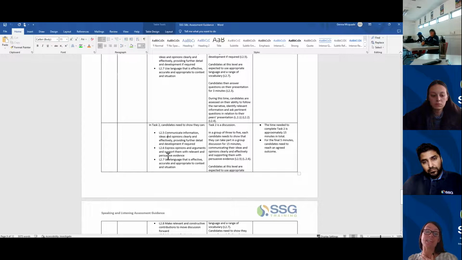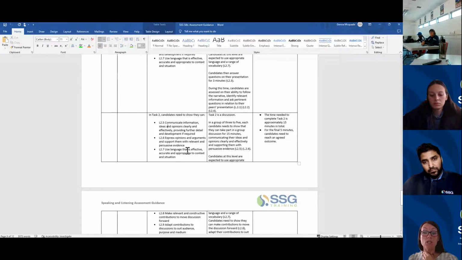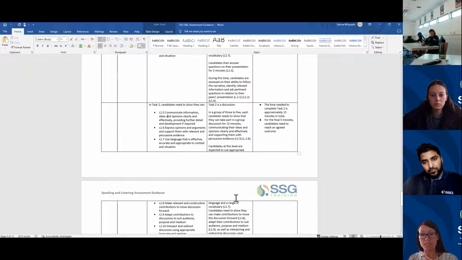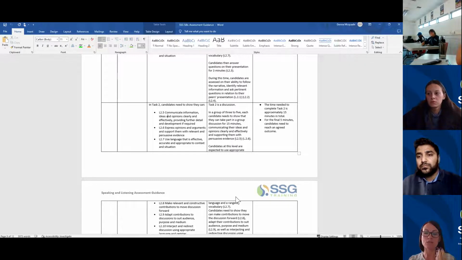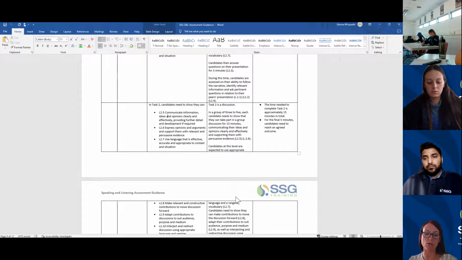And then task 2 again is a discussion, and it's very similar to level 1. But again, at this level, they are expected to use a range of vocabulary and language, and they need to show that they can move the discussion forward. Whereas in level 1, there's a little bit more lenience on people asking them to give their opinions. On level 2, they should be able to follow the gist of the discussion and interject and make their own contributions in order to move the discussion forward.